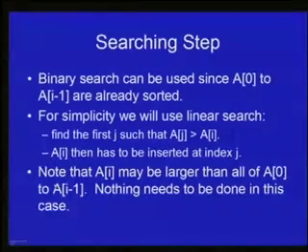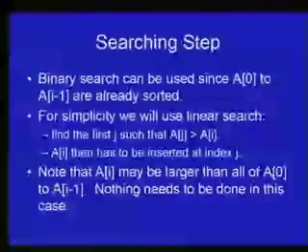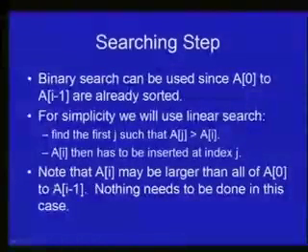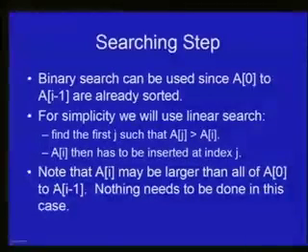So for the searching step, we can use binary search, because we already know that A0 to Ai minus 1 are already sorted. But in the program that we'll write, I'll not do that. I'll use a simpler linear search, and I'll leave it as an exercise for you to implement that using binary search, which we have already seen.